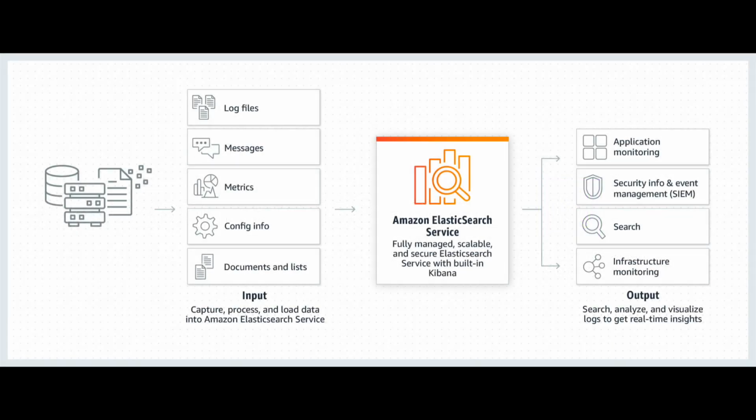So this is how ElasticSearch works. ElasticSearch is a service that allows you to do all kinds of searches, and it works for all kinds of things. You can search log files, you can search messages, you can have metrics, you have configuration information, and we will use it for inputting documents, in our case, these images. So it will create an index, and later we can perform search on that. You can do things like monitoring, security analysis, infrastructure monitoring, all kinds of things with ElasticSearch. It's a very versatile service, and you can do text search.